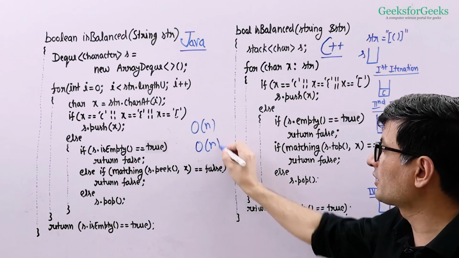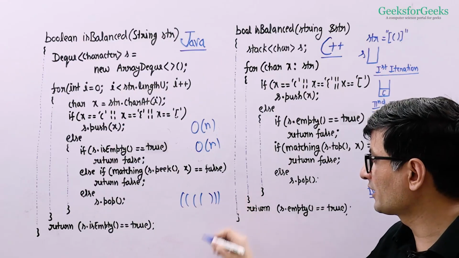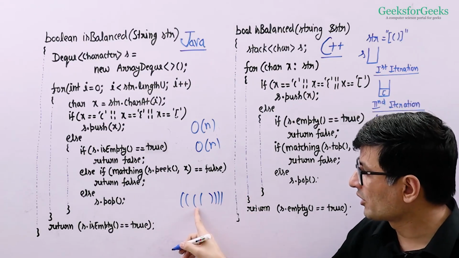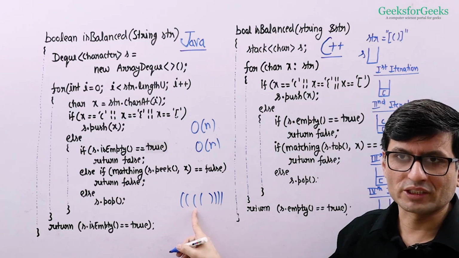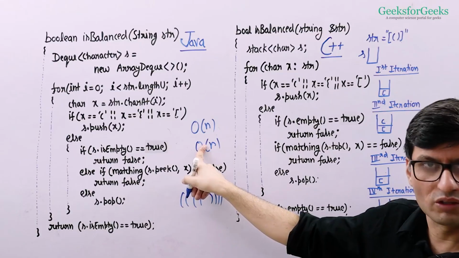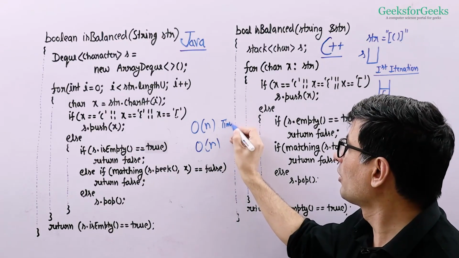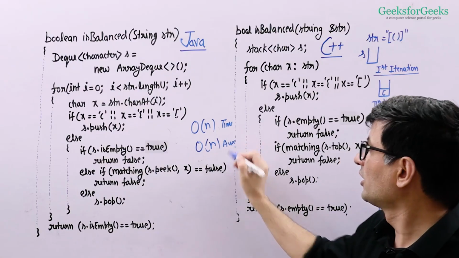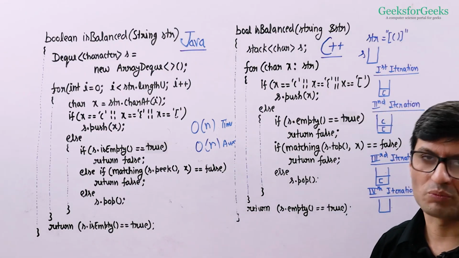In the worst case, you have all the opening brackets first and then you have all the closing brackets. So you are going to take n by 2 space for opening brackets. So it's theta n in the worst case, but I'm using big O of n that covers theta n and all the lower values as well. So big O of n time and big O of n auxiliary space, and this solution handles all the cases that we discussed in the input-output examples.